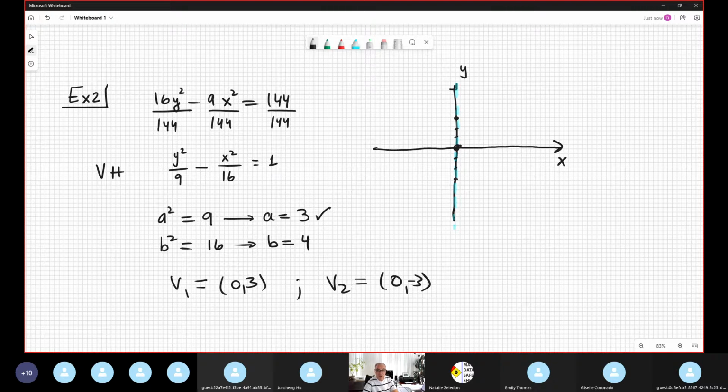This distance was a along the transverse axis, and b, which is 4, is along the other axis, which is perpendicular to the transverse axis. So it's 1, 2, 3, 4, 1, 2, 3, 4. But I don't care too much to do the reference rectangle. You put 4 here, this corner, this corner, this corner, this corner, and we connect this and this with the dotted line. At least I know the position for the asymptote.